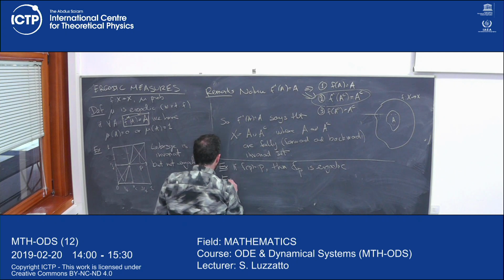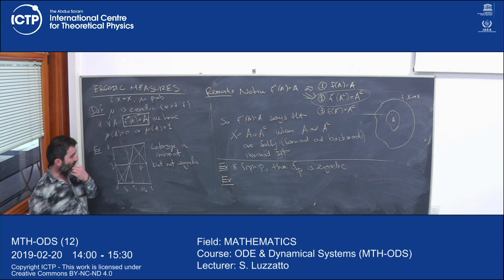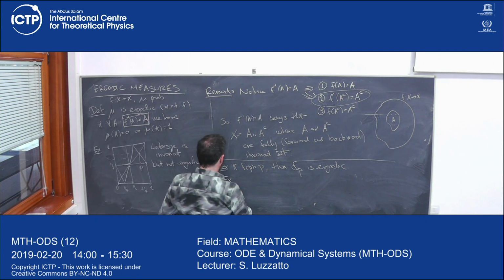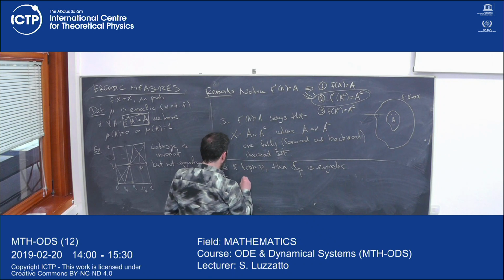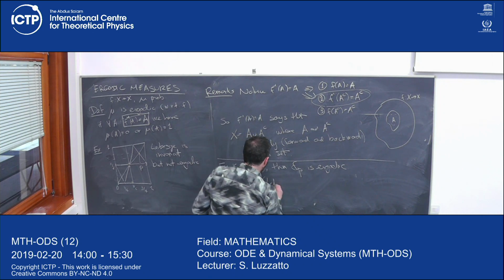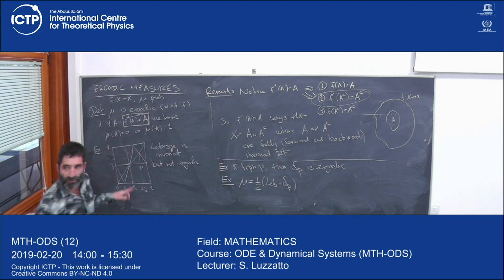So, what if we take a combination of these measures? Suppose, for example, that I take mu equal to 1/2 of Lebesgue plus delta p for this map.